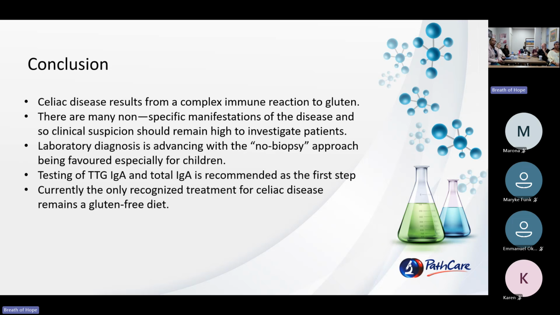So in conclusion, celiac disease results from a complex immune reaction to gluten. There are many non-specific manifestations of the disease, so clinical suspicion should remain high to investigate patients. Laboratory diagnosis is advancing with the no biopsy approach being favored, especially for children. Testing of tissue transglutaminase IgA and total IgA is recommended as your first step screening. And currently, the only recognized treatment for celiac disease remains a gluten-free diet.